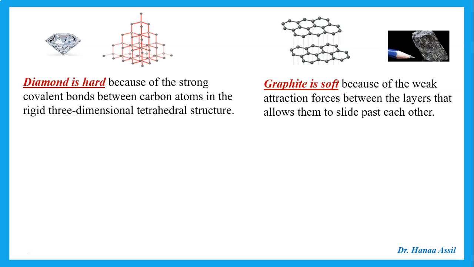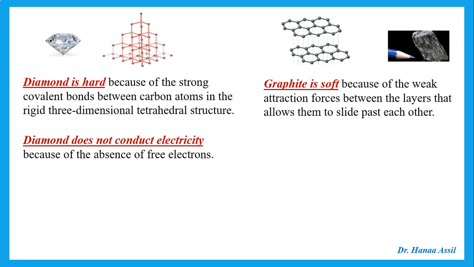Okay, what else? Diamond does not conduct electricity. Remember, we said each carbon atom is covalently bonded to 4 other carbon atoms. That means each carbon is in group 4. It has 4 electrons in its outer shell. When it makes 4 bonds with 4 other carbons, it has used up all its electrons. So diamond does not conduct electricity because of the absence of free electrons. It doesn't have any free electrons.